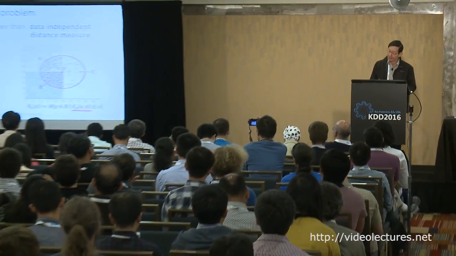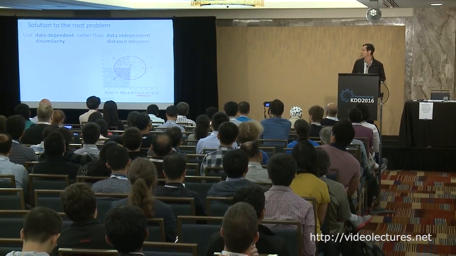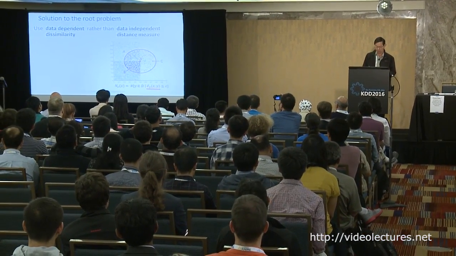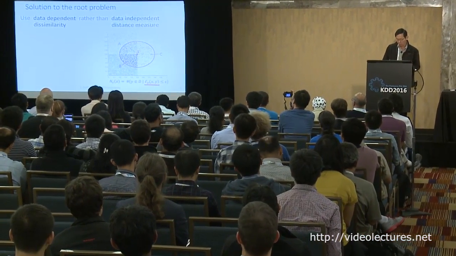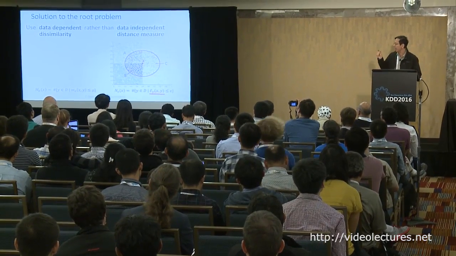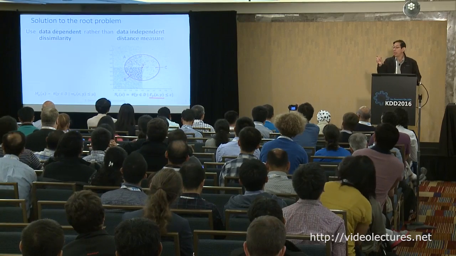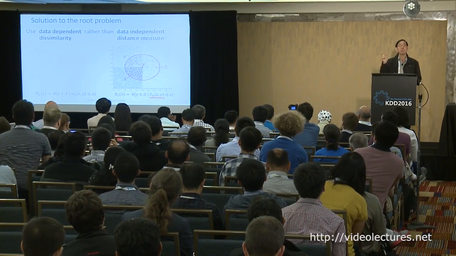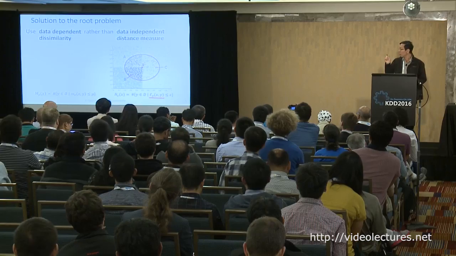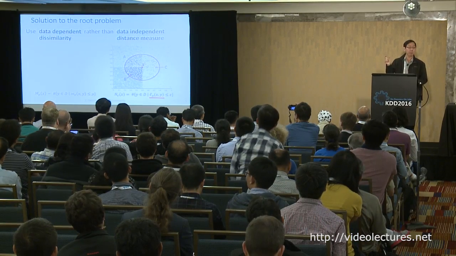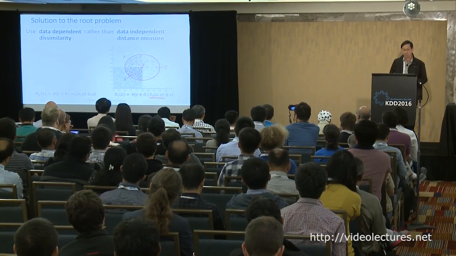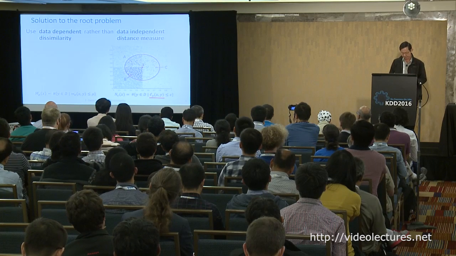So what I propose is that you can actually use data-dependent dissimilarity rather than the data-independent distance measure. What you do here is use exactly the same function, except I pluck out the distance function and plug in the mass-based function. I'm going to give you the definition of the mass-based function in a minute, but I'll give you some of the concept here.